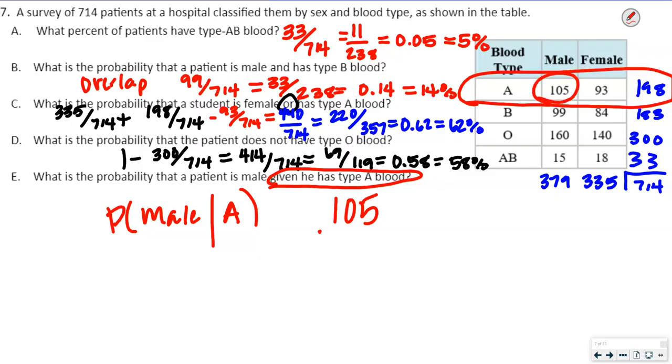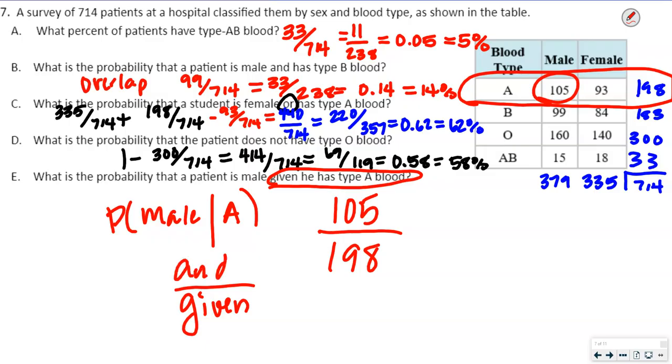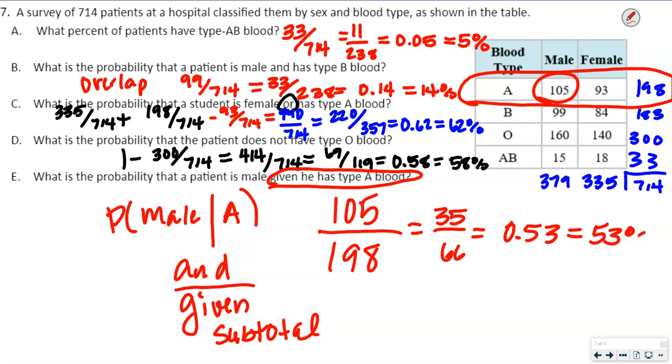And our total, or actually in this case subtotal, is going to be what goes in the bottom. So remember, your given goes where? In the denominator. So you're going to put our given in the bottom and our and on top. Remember, this is always going to be a subtotal when it's male given they have type A blood. You're going to take the total right here, the 198, put it in the bottom, and put that 105 on top. When we simplify that, this is 35 over 66, and that's also equal to 0.53, which is 53%.